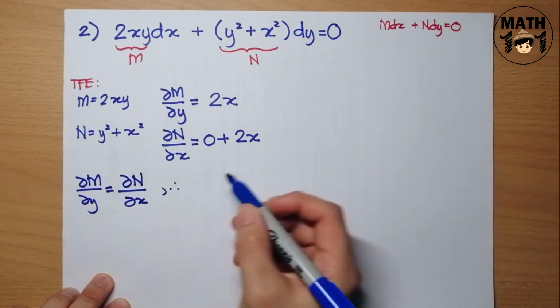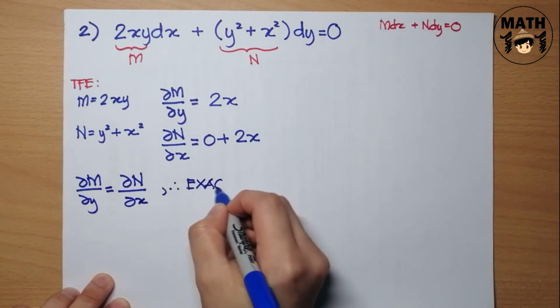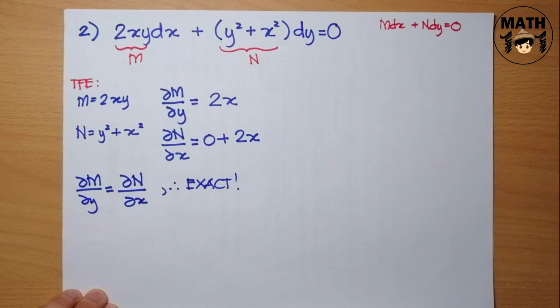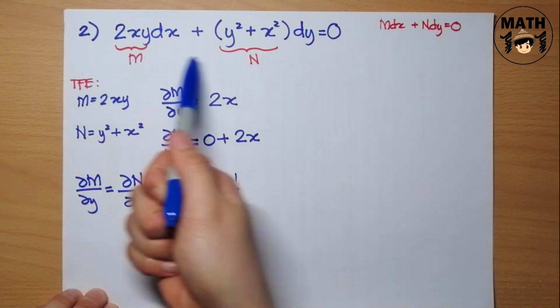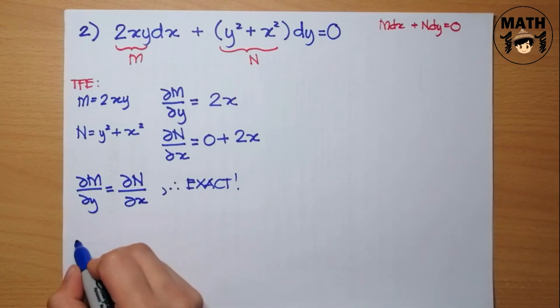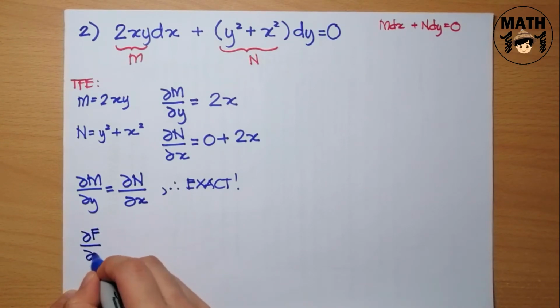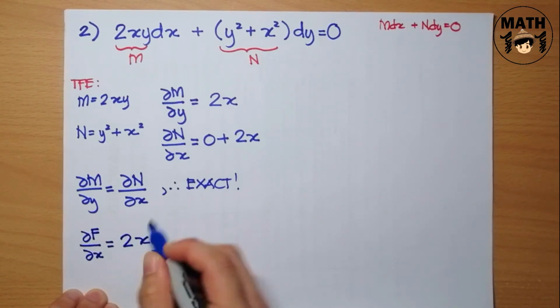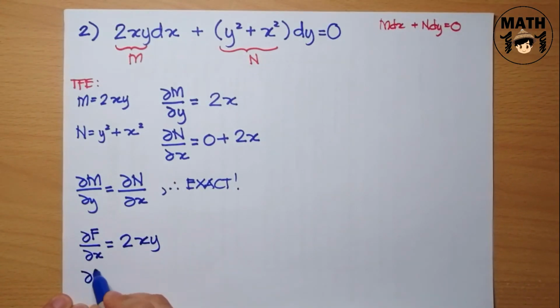Therefore, the differential equation that we will solve is exact. So, hanapin ngayon natin ulit si function f na ang total differential ay equal dito. This term ay equal sa partial of f with respect kay x. And these terms ay equal sa partial derivative ni f with respect kay y. Ang goal again is to find the function f.